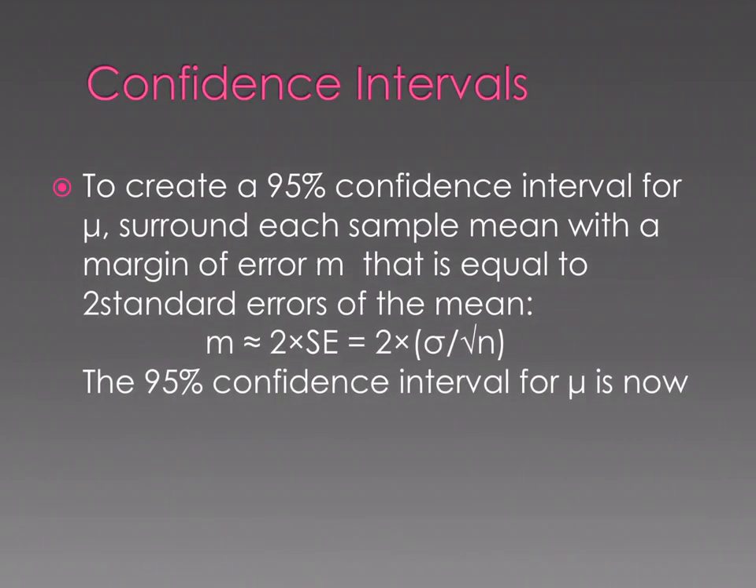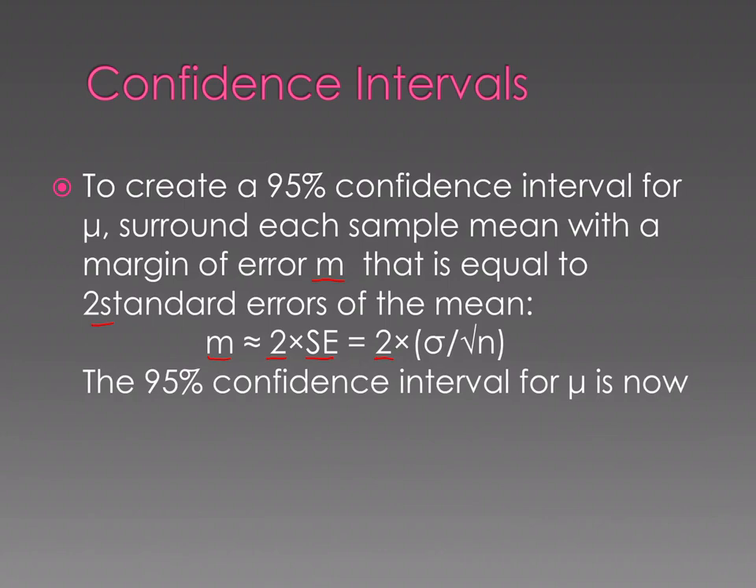So to create a 95% confidence interval for mu, you surround each sample mean with a margin of error, notated as m. This is equal to two standard errors of the mean. So your margin of error is equal to 2 times your standard error of the mean. Or you can look at it as 2 times the standard deviation divided by the square root of n, which is your standard error.